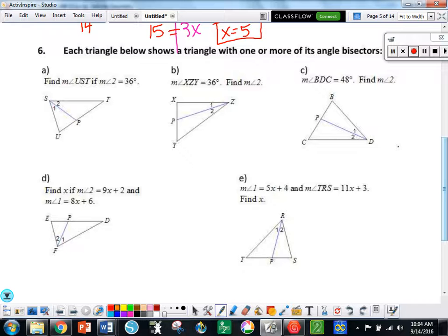Okay, problem A. We're going to do the same thing, but we are doing it with our bisectors. Find the measure of angle UST. Is that a half or a whole? That's the whole. Angle 2, half or whole? Half equals 36. So what am I going to do to that 36? I'm going to double it, right? Because it's only the half. I'm looking for the whole thing.